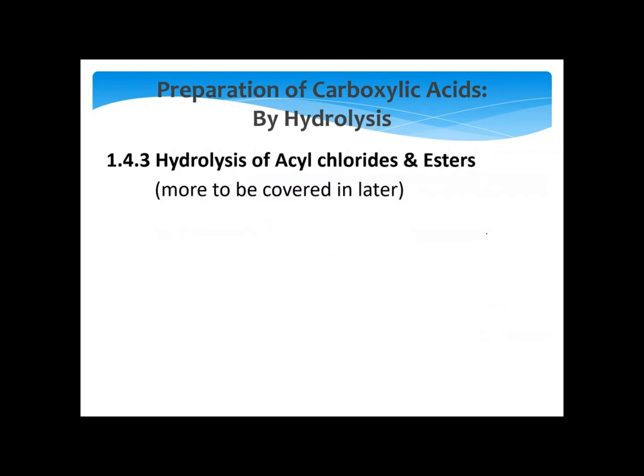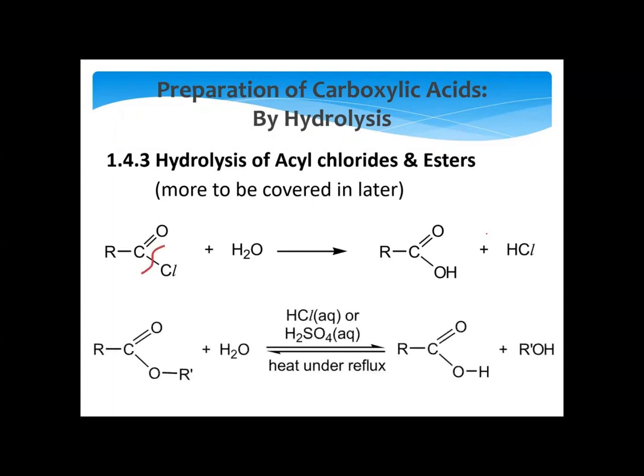And the last part, hydrolysis of acyl chlorides and ester, not to worry. We will cover later in that chapter. I'll talk more about it when the time comes. So we'll break the C-Cl bond in acyl chloride to give the carboxylic acids, as well as the C-O single bond in esters to get the carboxylic acid. This is in short what's going to happen.